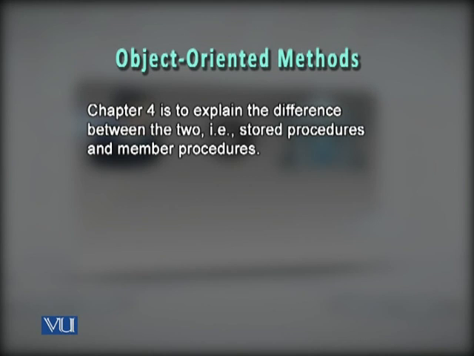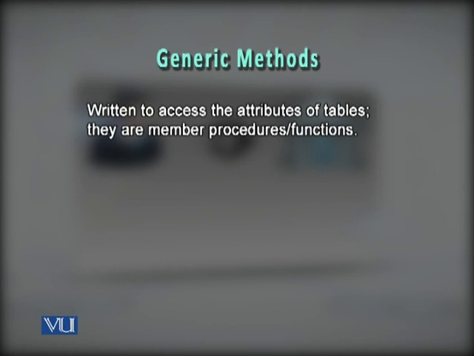So now we move to chapter number 5, which is basically the generic methods, and that chapter explains the usage of methods to represent the implementation of behavior of the objects. That is a permanent part or major feature of object orientation. Generic methods are written to access the attributes of the tables, because tables in our scenario represent classes. So we can say generic methods are written to access the members of the classes.